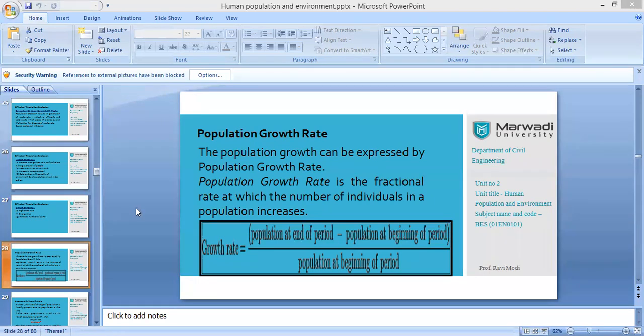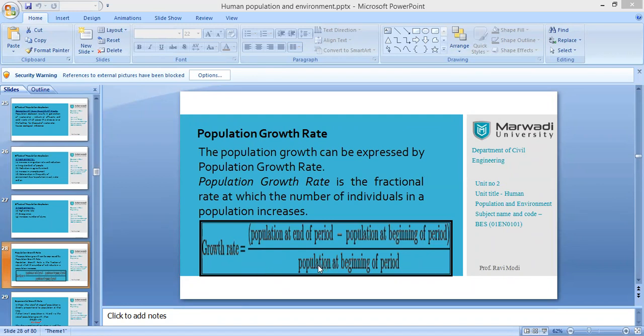So our first point of discussion for today is population growth rate. The population growth rate can be expressed by a certain formula. Population growth rate is the fractional rate at which the number of individuals in a population increases. Here the particular formula is given to you. It suggests that the population at the end of the period minus the population at the beginning of the period, divided by the population at the beginning of the period.